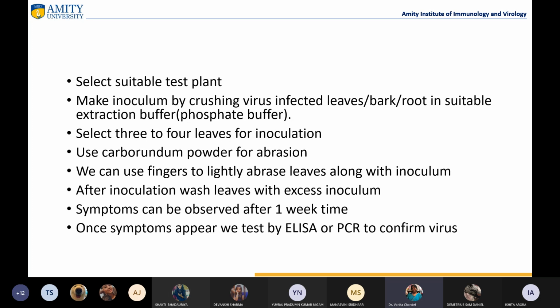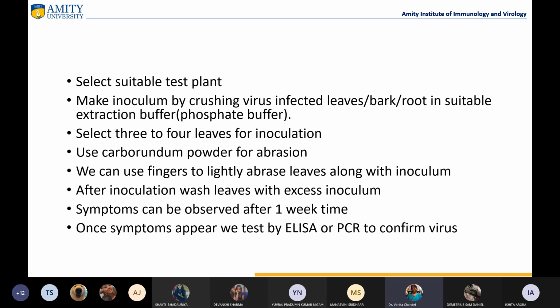Then we use a certain kind of carborundum powder for the abrasion. We can use fingers to abrade the leaves along with the inoculum, or we can just spray the abrasive material on the leaves, and after that with the help of cotton or a finger we can spread the inoculum very gently. Then after inoculation, sometimes we wash the leaves also to remove the excess inoculum. And then after 1 week, we can start observing the symptoms appearing on these glasshouse plants which are being mechanically transmitted by viruses.